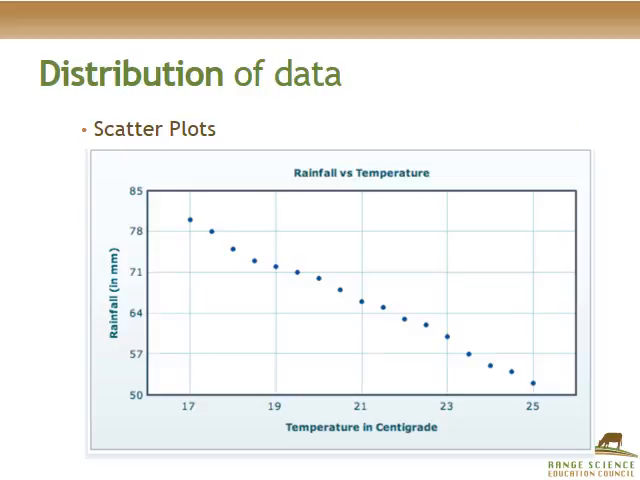Scatter plots are when you're trying to look at a relationship between units, and here's an example of a scatter plot where we just used the temperature on the x-axis and rainfall on the y-axis, and we can see there's a relationship between temperature and rainfall in this example.